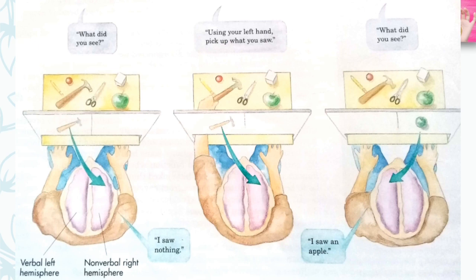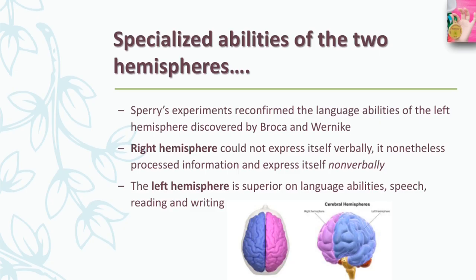However, when asked to use the left hand to reach under the partition for the object that had been displayed, the patient could correctly pick up the hammer. But why? Because the left hand was controlled by the same right hemisphere that had seen the image of the hammer. So Sperry's experiment reconfirmed the language abilities of the left hemisphere discovered by Broca and Wernicke over 100 years earlier. But note that with split brain patients, even though the right hemisphere could not express itself verbally, it nonetheless processed information and expressed itself non-verbally, and the split brain individuals were able to pick up the correct object.